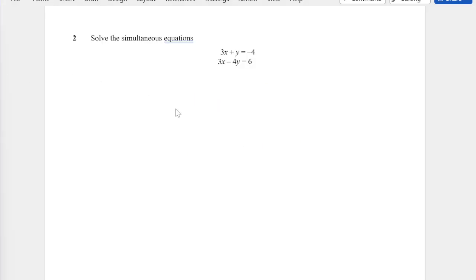Question 2, solve the simultaneous equations. So we've got quite a nice pair of simultaneous equations. We've got 3 x's in both equation 1 and equation 2. So we don't need to manipulate either of them, we just need to subtract one from the other. I'm going to do 1 take away equation 2. Reason for that is that will keep my y coefficient positive.